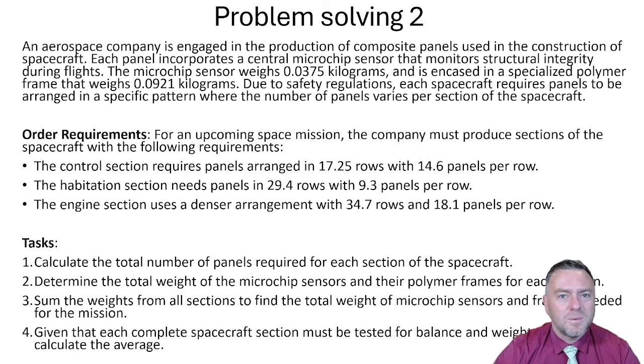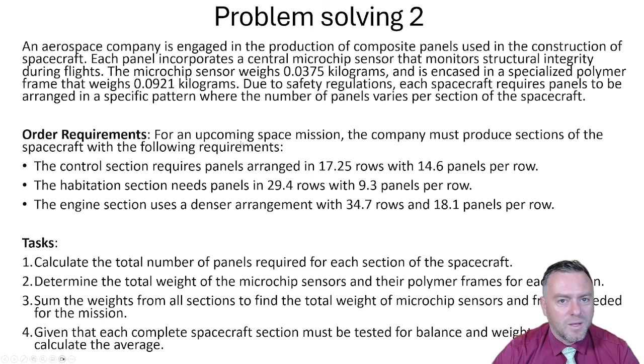So, an aerospace company is engaged in the production of composite panels for the construction of spacecraft. Each panel incorporates a central microchip sensor that monitors structural integrity during flights. The microchip sensor weighs 0.0375 kilograms and is encased in a special polymer frame that weighs 0.0921 kilograms. Due to safety regulations, each spacecraft requires panels to be arranged in a specific pattern where the number of panels varies for each section of the spacecraft.